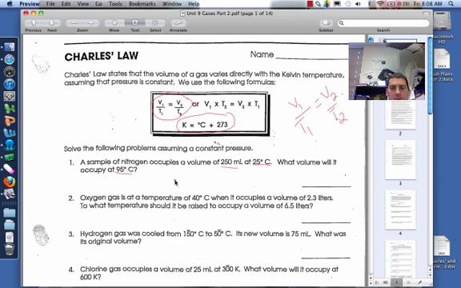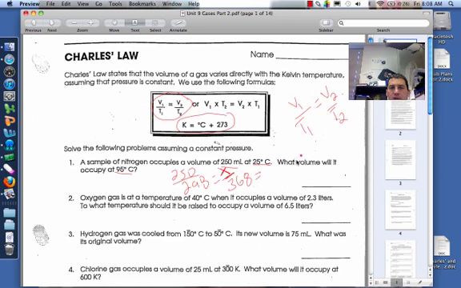So volume 1 is 250 milliliters over temperature 1, which is 25 C, but we've got to convert it to Kelvin. So we're going to add 273, which is going to give us 298, equals, well, we don't have our volume 2, so we're going to put an X there, over, we have 95 C. We've got to convert that to K. We simply add 273. That gives us 368. So you work for that if you're solving for X.